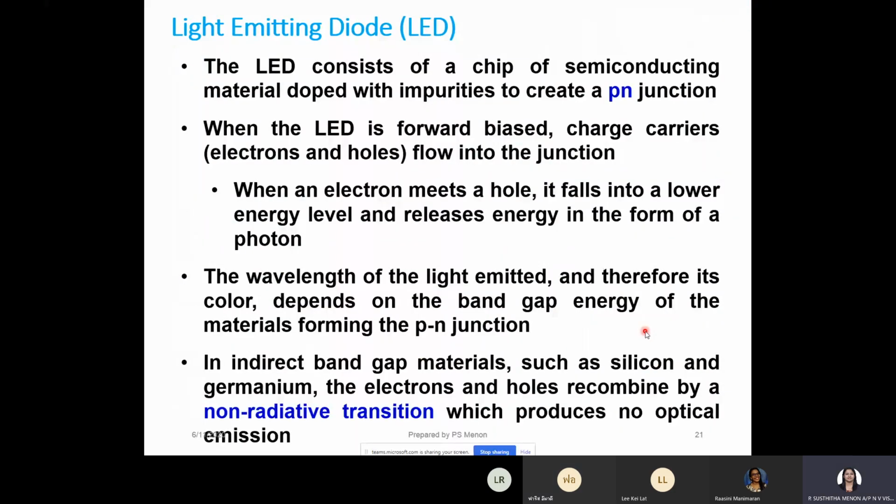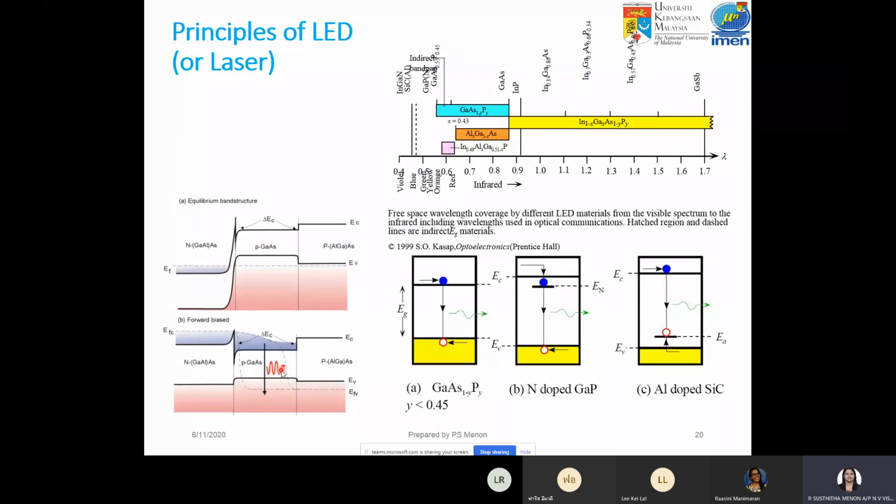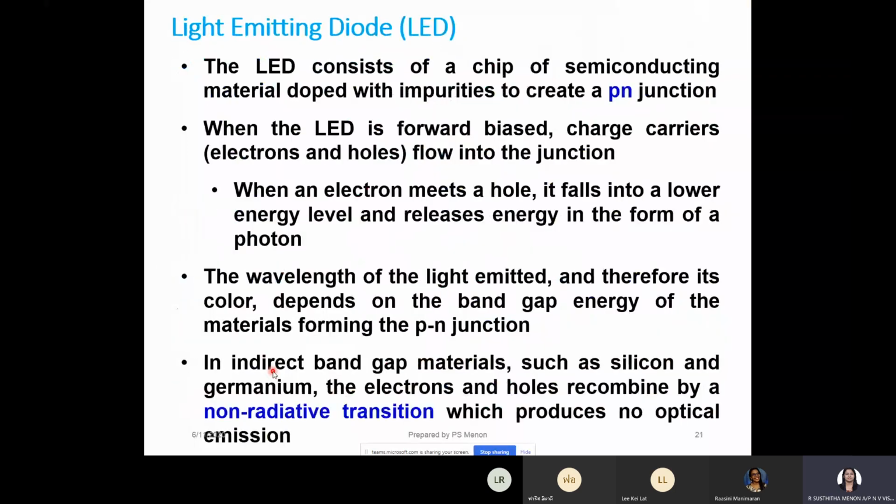Okay, now we move on to LED. All right, an LED is actually a chip of semiconducting material. It is doped with impurities to create a PN junction like just now. So when the LED is forward biased, charge carriers, electrons and holes, flow into the junction. When an electron meets a hole, it falls into a lower energy level and releases energy in the form of a photon. Like just now, right? The wavelength of the light emitted, and therefore its color, depends on the bandgap energy of the materials forming the PN junction.